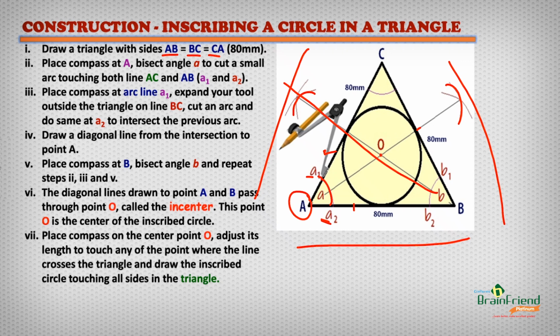5. Place compass at B. Bisect angle B, and repeat steps 2, 3, and 4. 6. The diagonal lines drawn to point A and B meet at the point O, called the incenter, which becomes the inscribed circle point. Place compass on the center point O. Adjust its length to touch the 3 sides of the triangle. Where the line crosses the triangle, draw the inscribed circle touching the triangle.